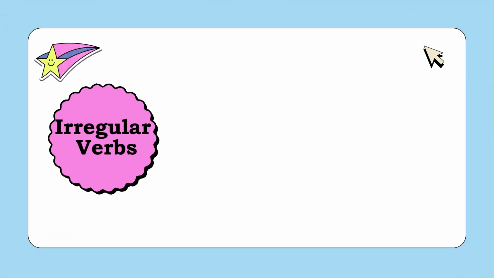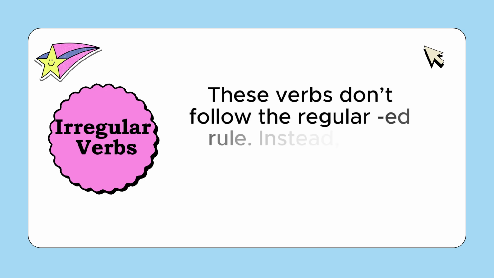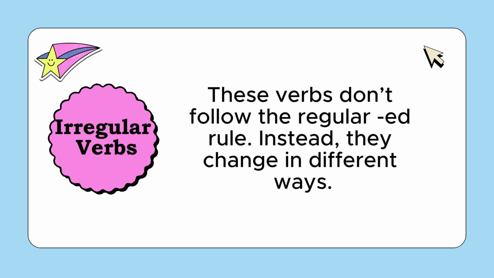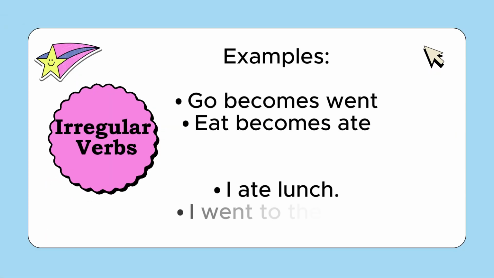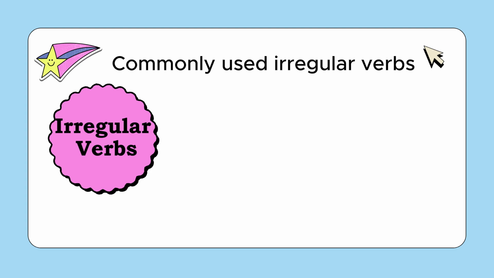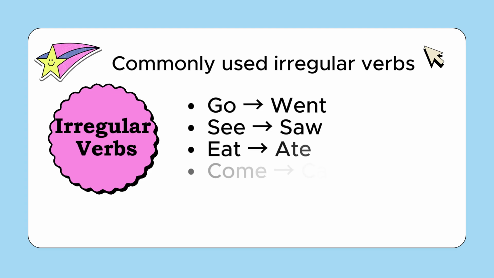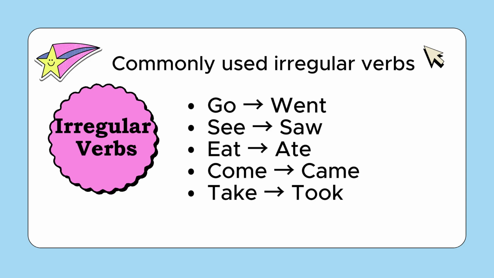Now, opposite to that are irregular verbs. These verbs don't follow the regular ed rule. Instead, they change in different ways. Examples, go becomes went, eat becomes ate. I ate lunch. I went to the mall. Irregular verbs don't follow patterns, so you'll need to memorize them. These are the most commonly used irregular verbs. Go, went. See, saw. Eat, ate. Come, came. Take, took.